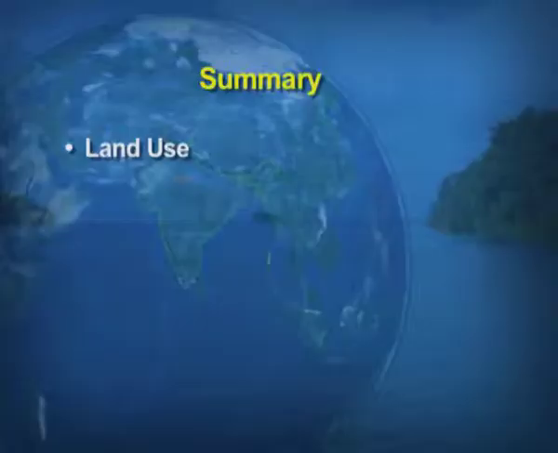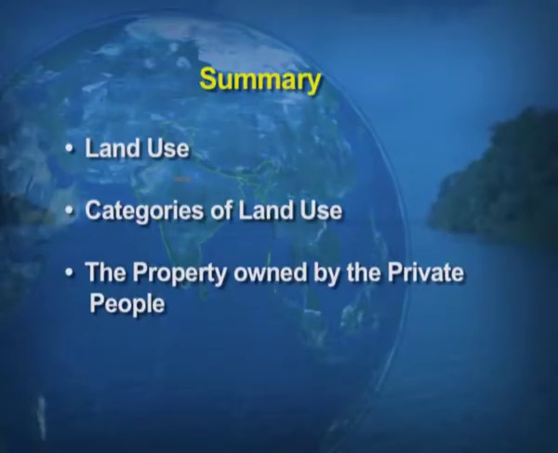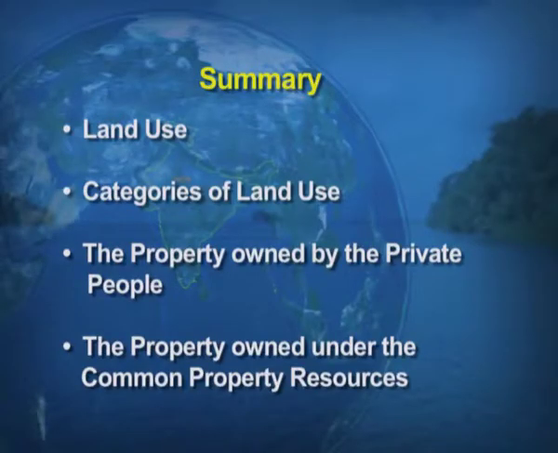So, dear children, right now we have discussed what land use is, what the categories of land use are under which the land is put, and we also talked about the property which is owned by private people and the property which is owned under the common property resource. As the need of the hour is that we must improve the intensity of cropping from the same limited amount of land, we have discussed what the intensity of cropping is. And in continuation of the chapter, we will be talking about the different agricultural crops.